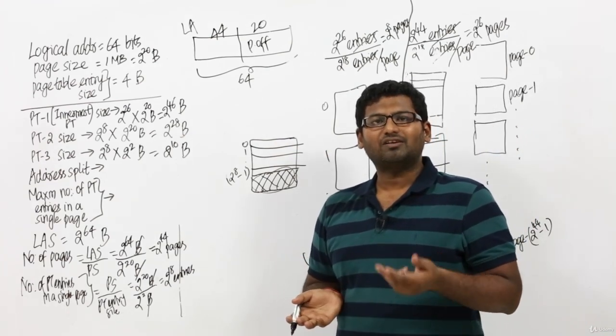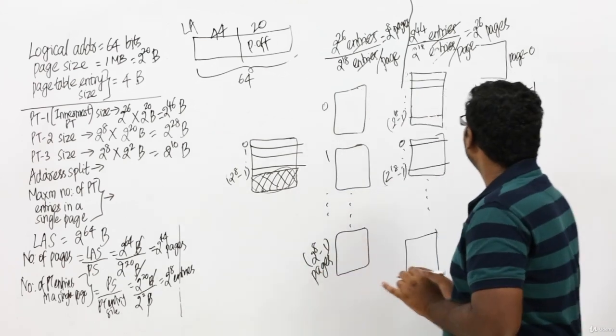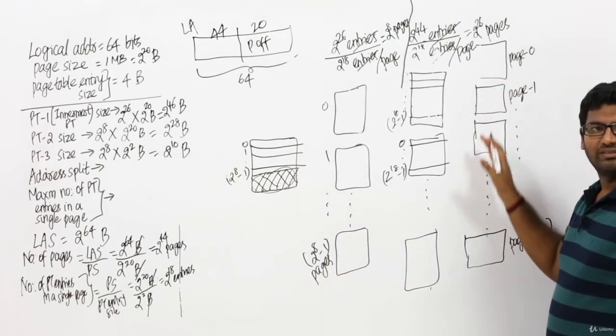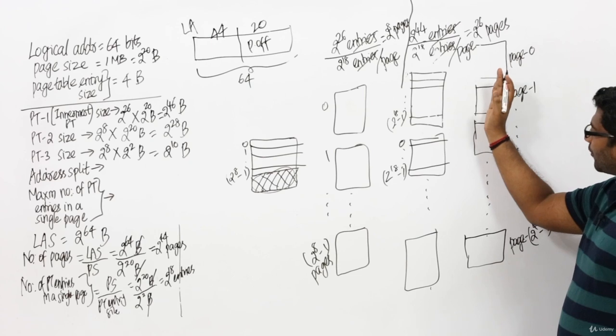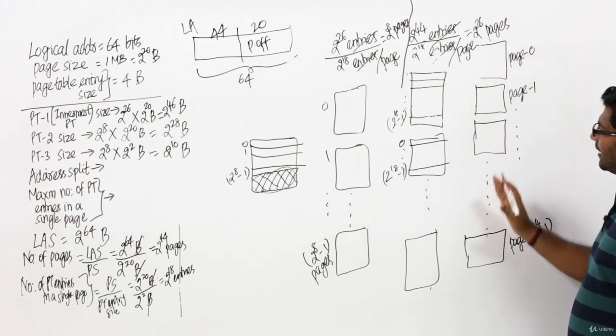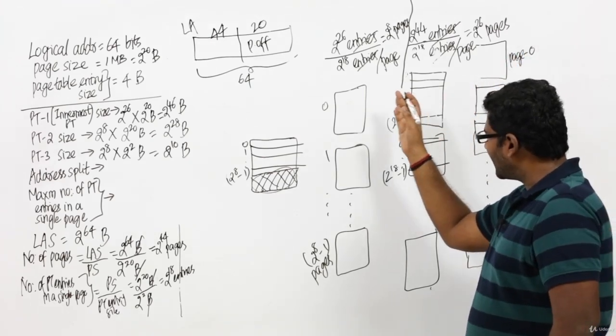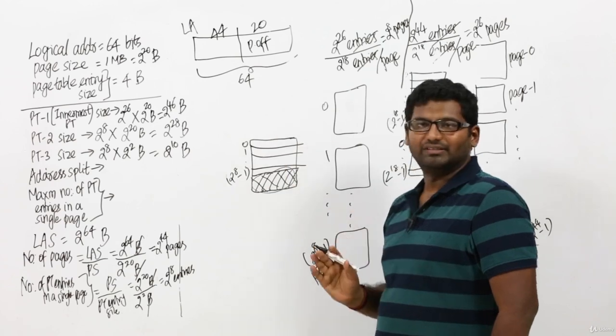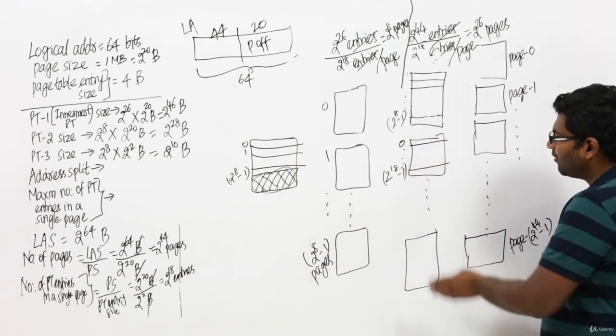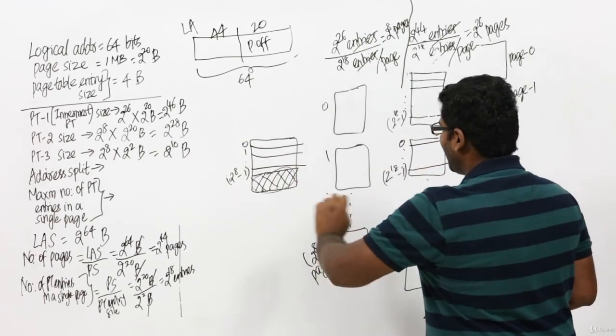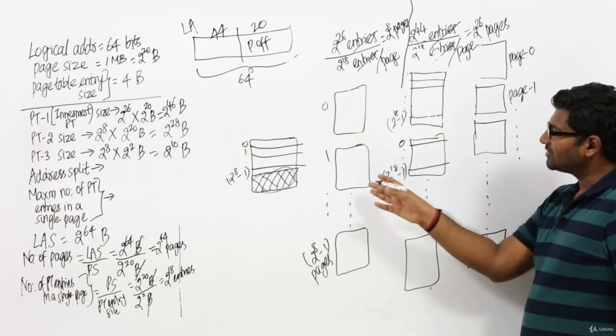Now how many levels of page tables are created? See, this is the process, okay? Don't count this as a level of page table. This is our actual process, pages of process. This is one level of page table. This is another level of page table. This is the third level of page table. So I'm maintaining a total of 3 levels of page tables, right? I'm maintaining a total of 3 levels of page table.